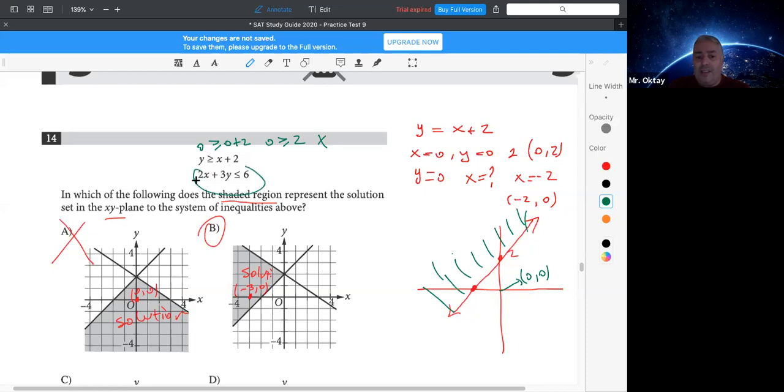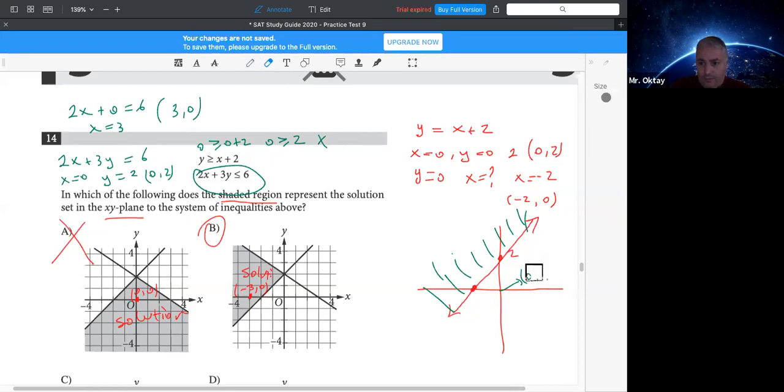And then for the second equation, 2x plus 3y is 6. X is 0, what is y? When x is 0, y is 2. So 0 comma 2. When y is 0, what is x? 2x plus 0 is 6. X is 3. So 3 comma 0. I do not prefer this way. Actually, the test technique was enough. X is 3, y is 0, and x is 0, y is 2. That means I join them.